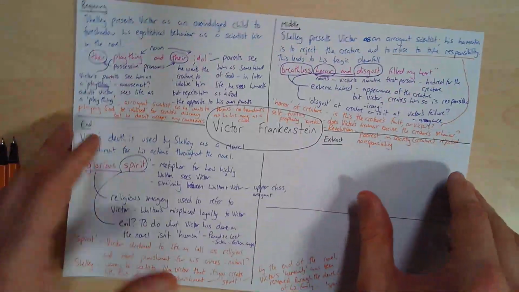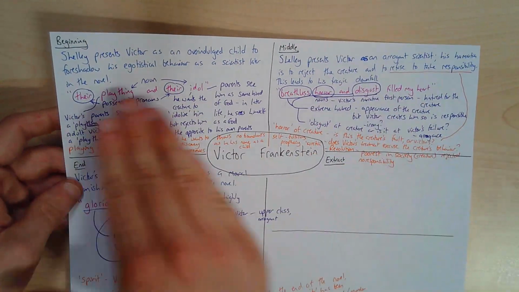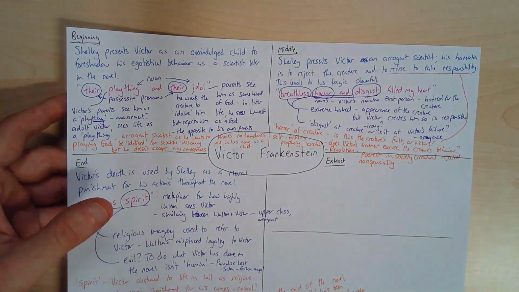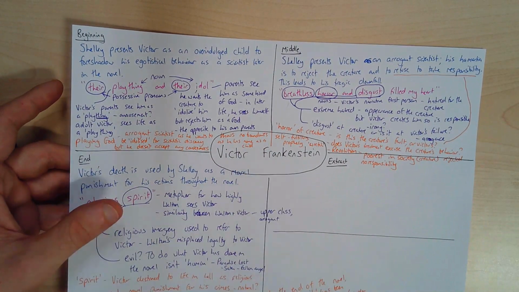But what you're going to do with this now is you've got this essay plan. You're going to learn it, gradually. When you've got a Kipping class, and if the Kip question's on Victor, or if you're doing a revision question at home, use this essay plan.